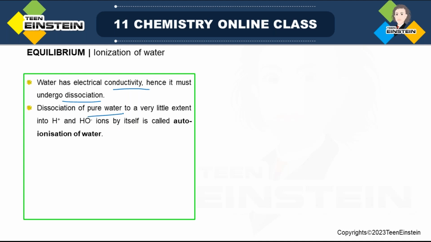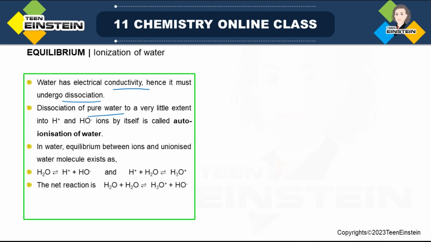When you have taken pure water, a very little amount of it will be in dissociated form, that is H+ and HO-. And this type of dissociation is called auto-ionization of water, because there is no external agency helping. It is going on its own. So that is what auto-ionization is.